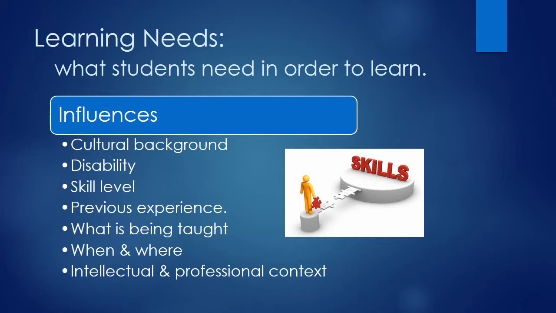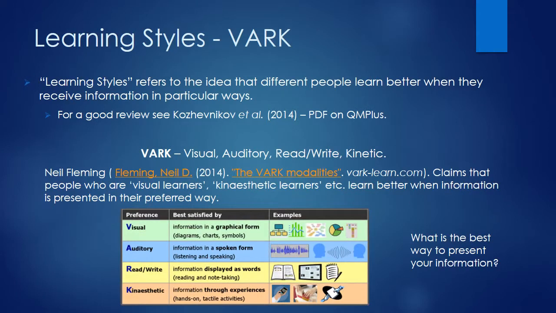And finally, the intellectual and professional context. So if students are embarking on a medical degree, which has a very specific professional context, they're all thinking of becoming doctors, they'll have different student needs to, say, students embarking on an English degree, which leads to a lot of different careers, so they don't have a set professional context. And those are just a few of the influences that can possibly affect students' learning needs.